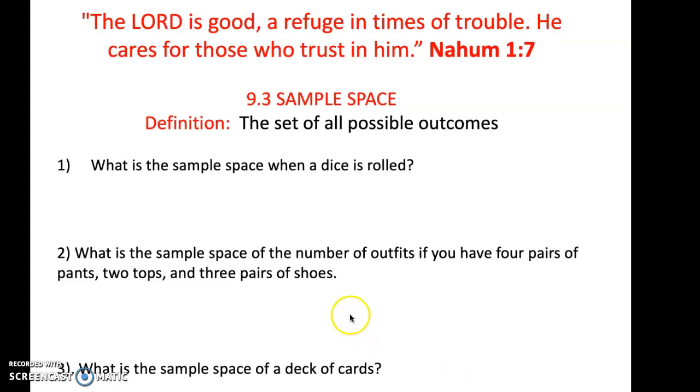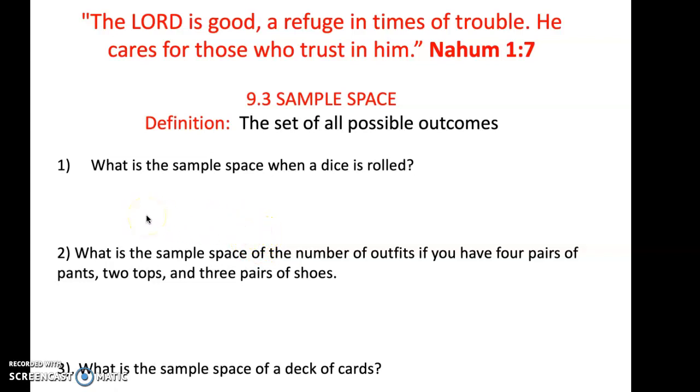All right, so 9.3. First thing we're going to talk about is sample space. Sample space is an integer number. It's a set of all possible outcomes. So how many times, like what can happen? So on this slide, we're going to talk about possible outcomes.